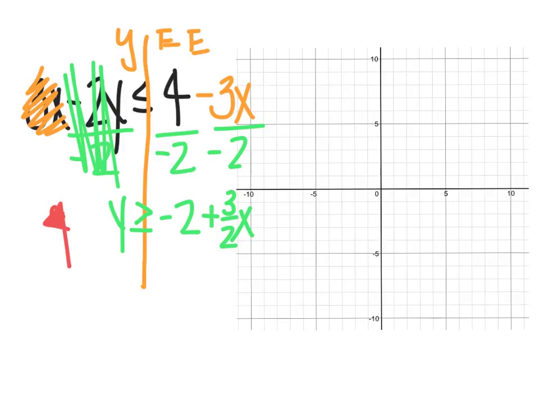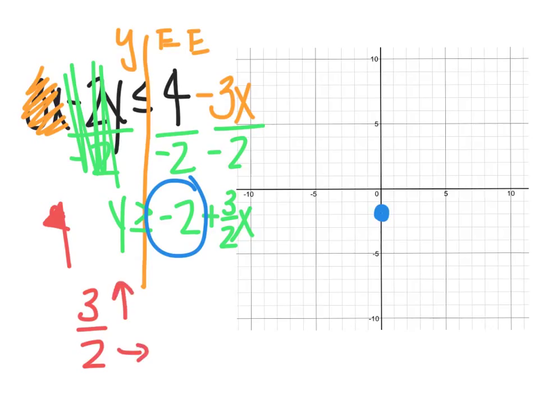So my y-intercept is the number that's by itself, because it's my b value. It is -2. My slope is +3 over 2. The positive tells me to go up, and the positive on the denominator tells me to go right. So I can go up and right, or I can do the opposite of that, which is to go down and left.